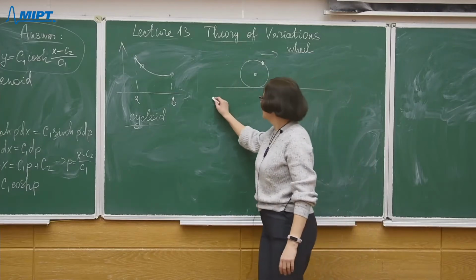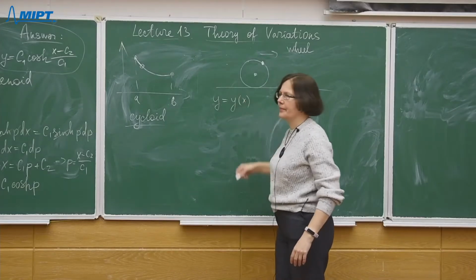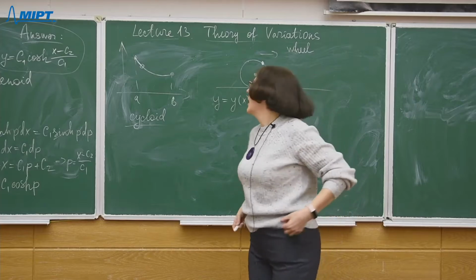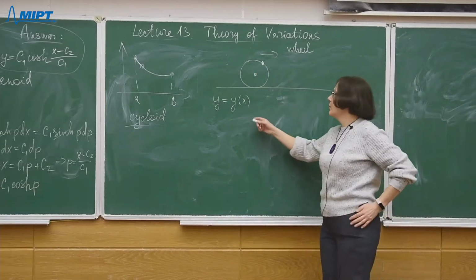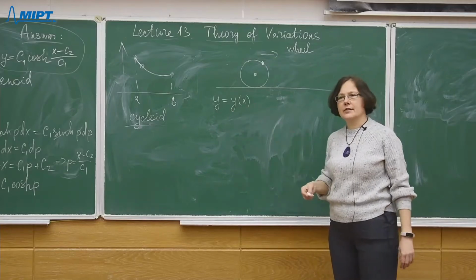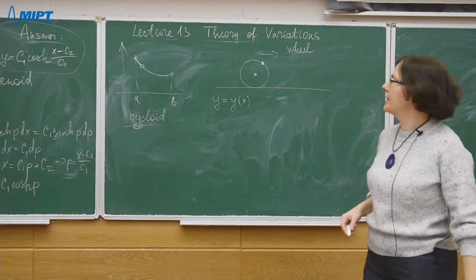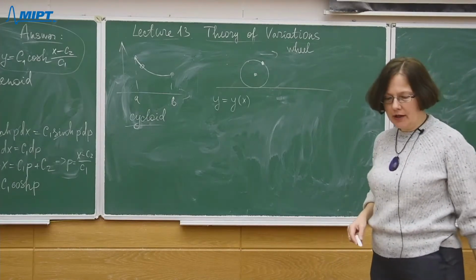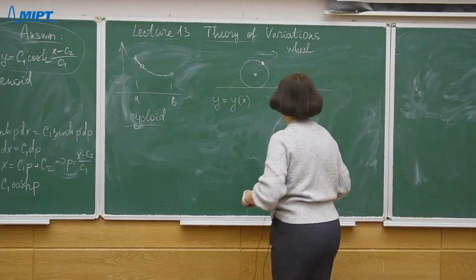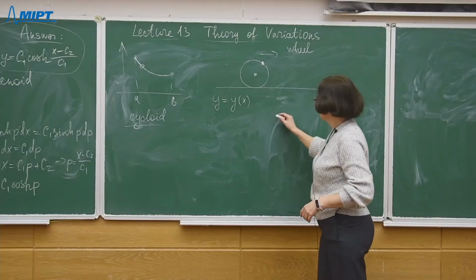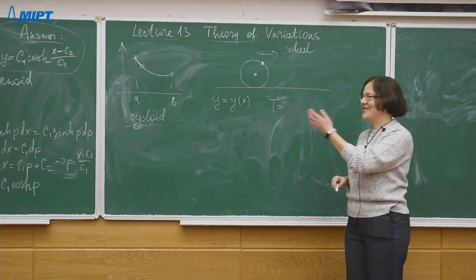Okay, so we are looking for the function y equals y of x, and we want to find the form of this curve to obtain the minimal time. First of all, we must write the Lagrangian. So how to find time? Do you know how to find the time of sliding?